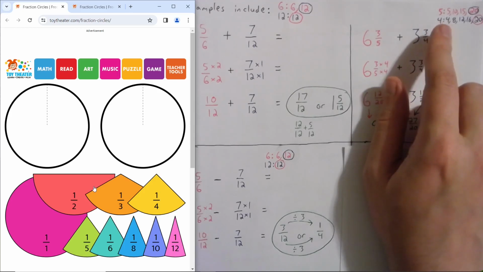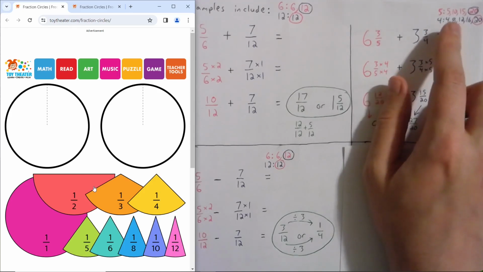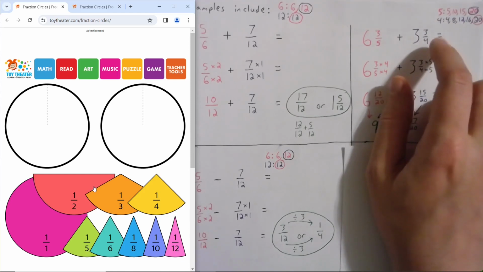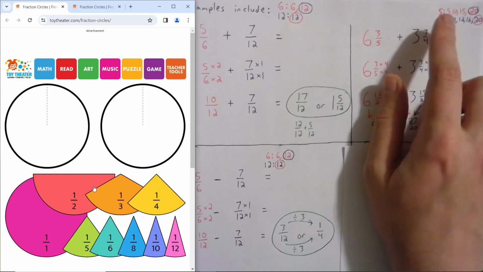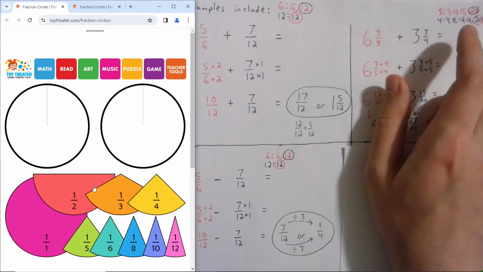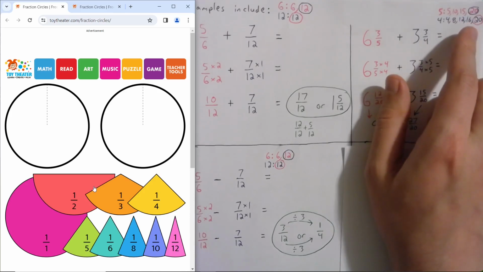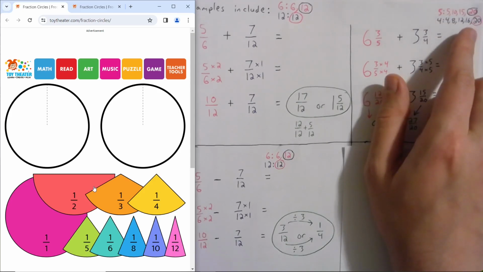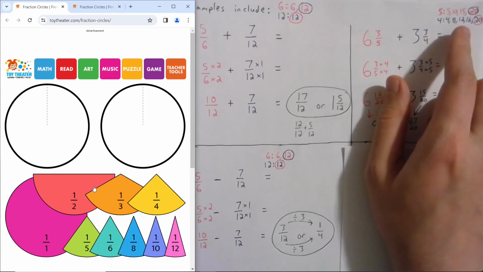So I make a list, either in my head or on paper, and I see what do 5 and 4 both go into. So 5 goes into 20, and 4 goes into 20 as well. So they both go into 20, and that's the least number that they both go into through multiplication. So 20 is the least common multiple for both.